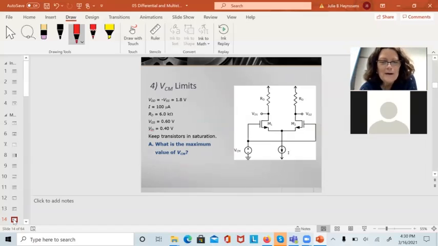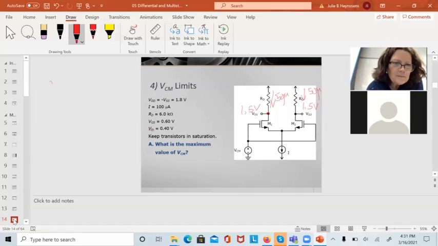What do we know here? We want to keep the transistors in saturation. This voltage right here, we've already calculated, has to remain at 1.5 volts, because as long as there's 50 microamps through here and 50 microamps through there, and the same voltage at the power supply, then VD has to obey Ohm's law. It's got to be 1.5 volts. So we've got VD. Remember to keep the transistor M1 in saturation.